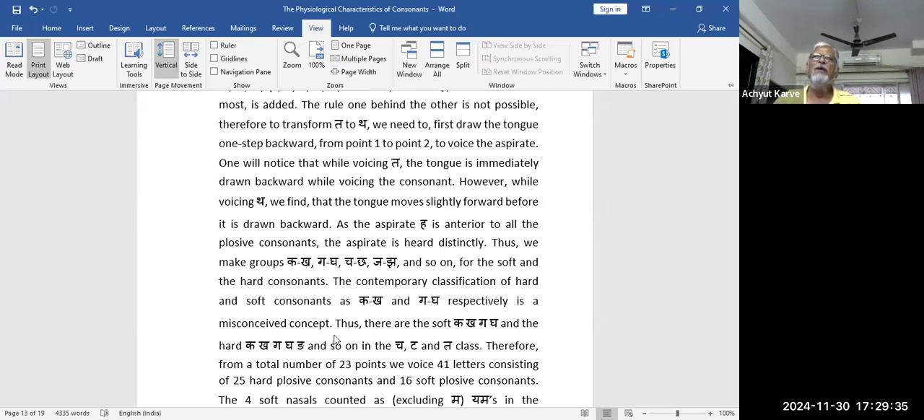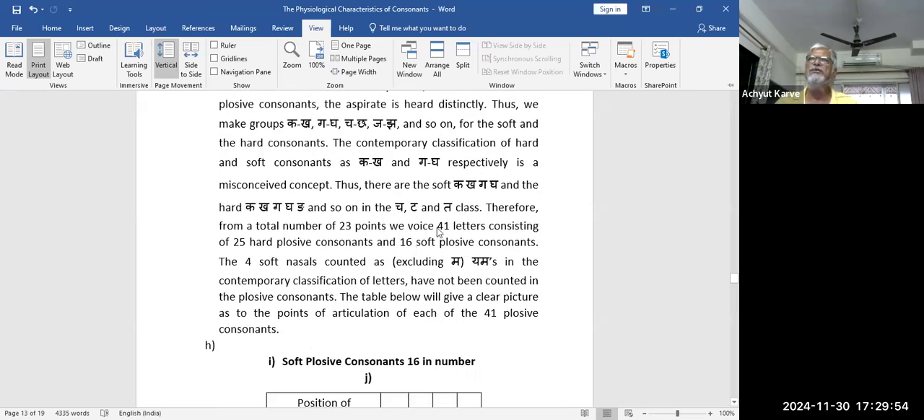The contemporary classification of hard and soft consonants as ka, kha, ga, gha is a misconceived concept. Thus, there are soft ka, kha, ga, gha, nga, and hard ka, kha, ga, gha, nga, and so on in the cha, ta, and tha class consonants. Therefore, from a total number of 23 points, we voice 41 letters consisting of 35 hard plosive consonants and 6 soft plosive consonants. Thus, 4 soft nasals, excluding yamas in the contemporary classification of letters, have not been counted in the plosive consonants.